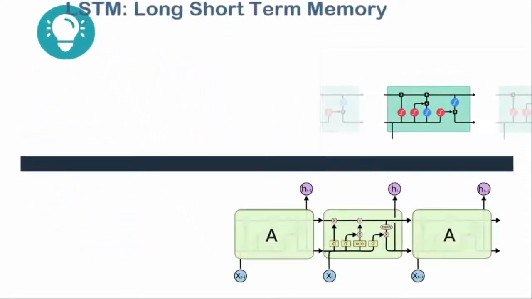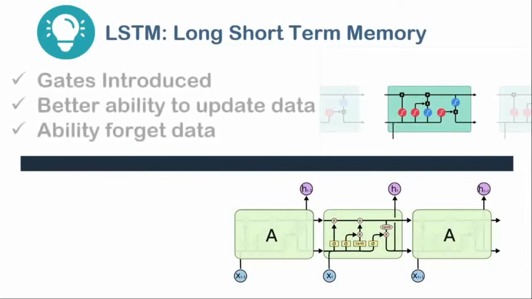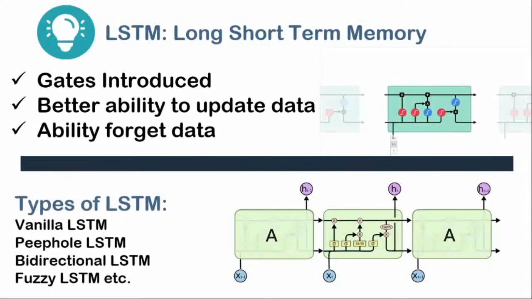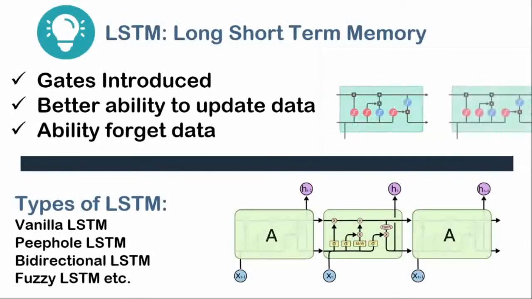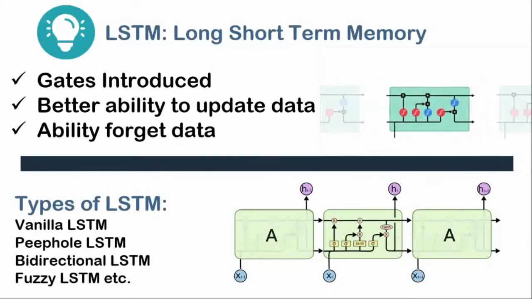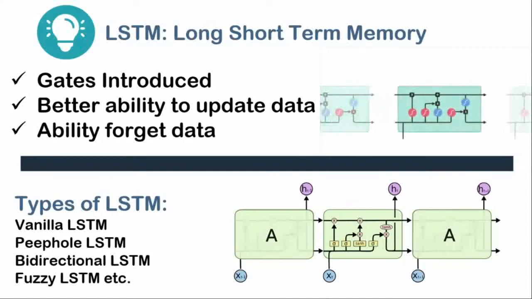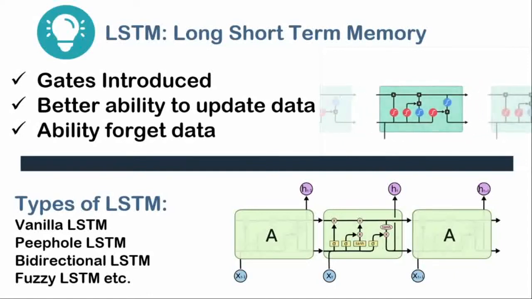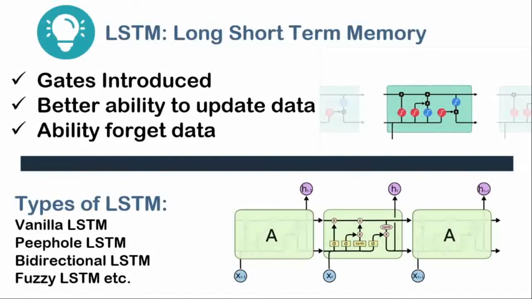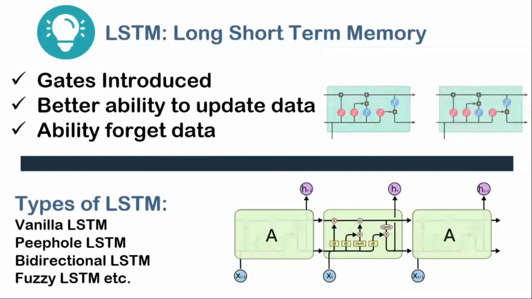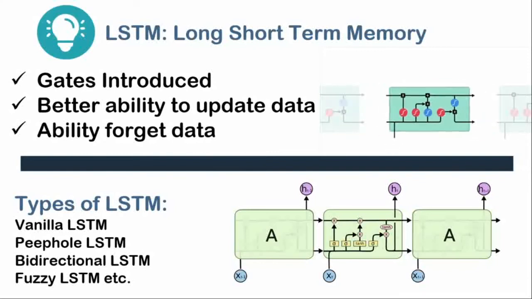So what is LSTM? LSTM, or Long Short-Term Memory, is an artificial recurrent neural network used in the field of deep learning, as we have discussed earlier. In LSTM, gates were introduced. It has a better ability to update data and also the ability to forget data according to its needs. Different types of LSTMs are vanilla or classic LSTM, peephole LSTM, bidirectional LSTM, fuzzy LSTM, etc.